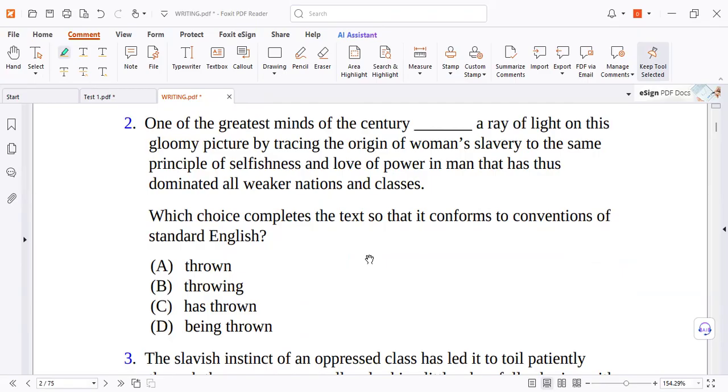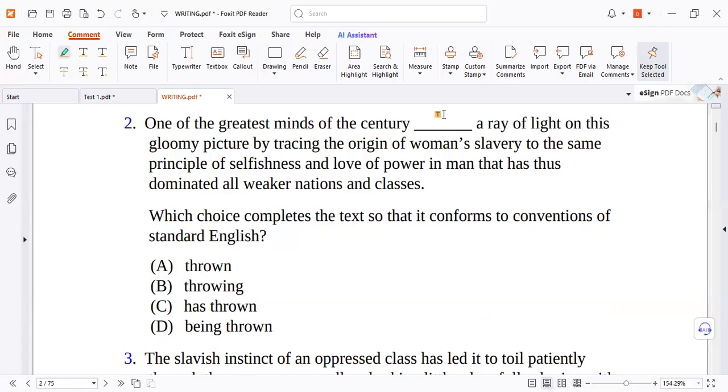Letter C? Why do you think letter C? Letter C because it's the correct answer. We need to have a reason. Because it has a perfect tense. A, C, and D are phrases: past participle, present participle, and present participle again. But do you need a phrase or a verb?